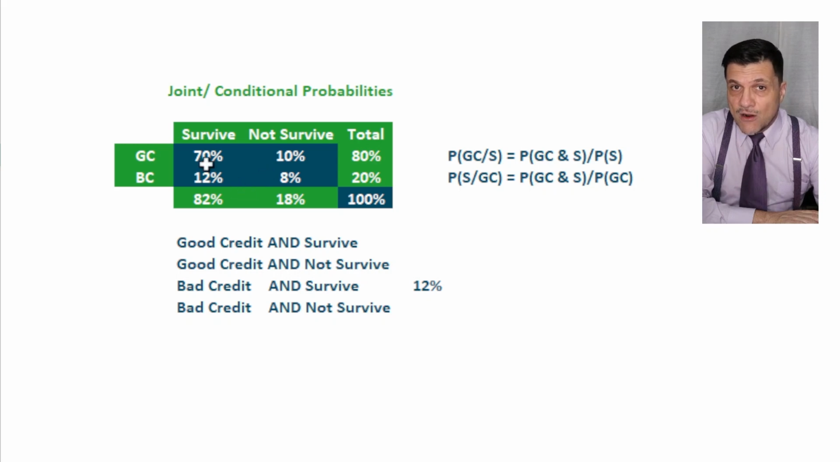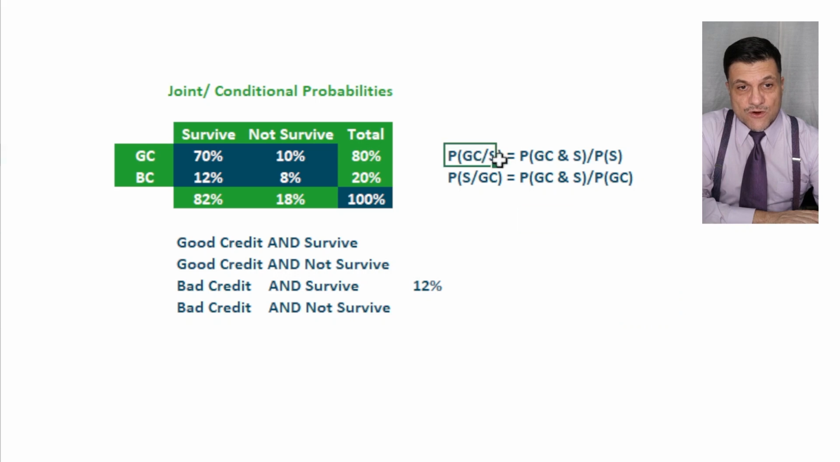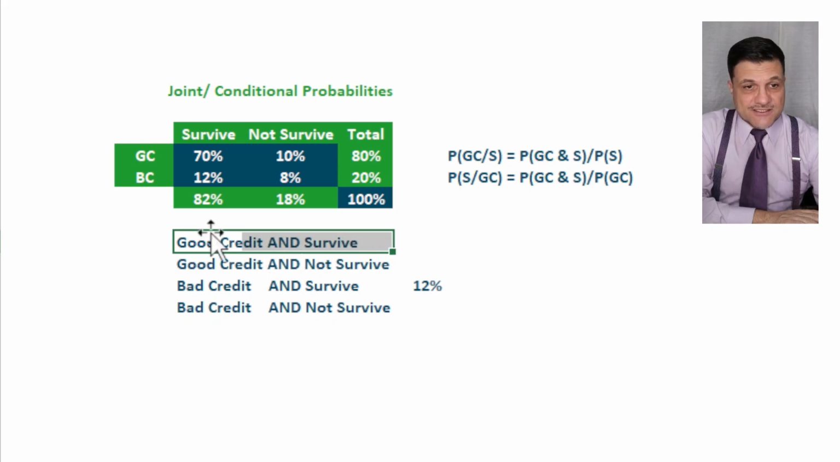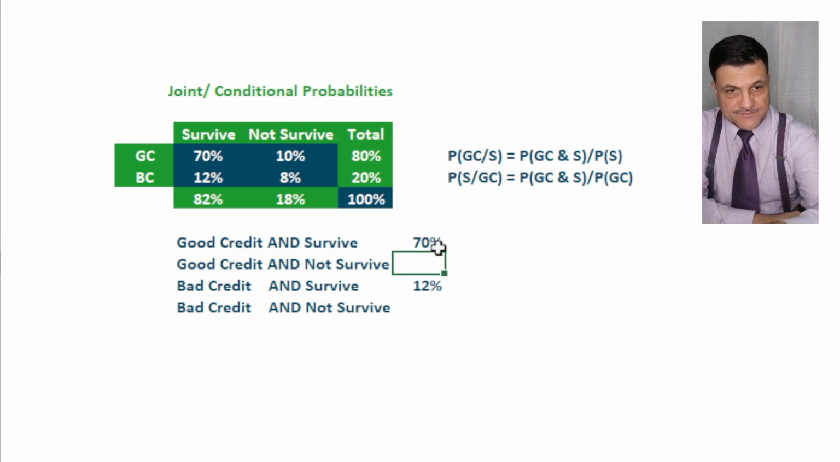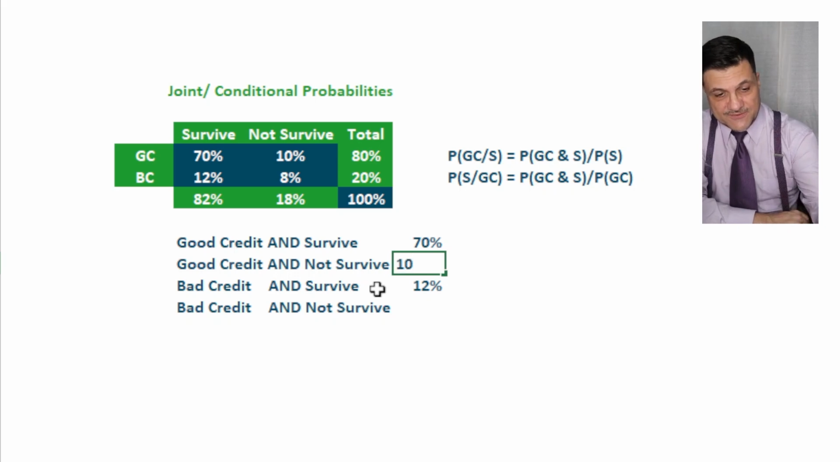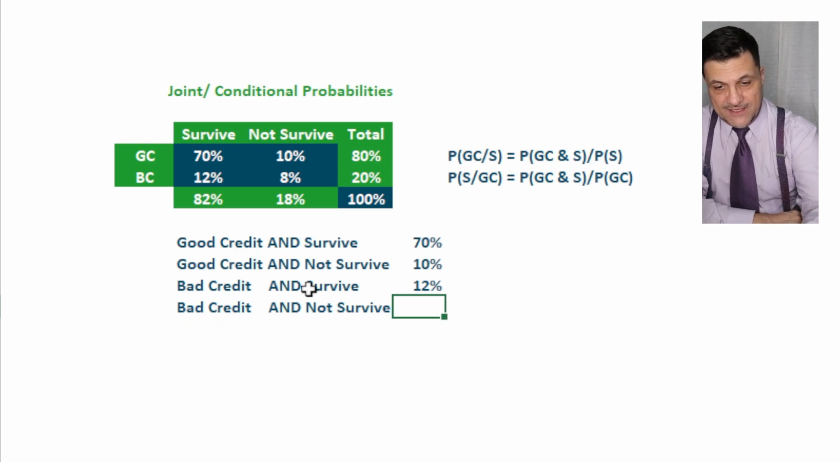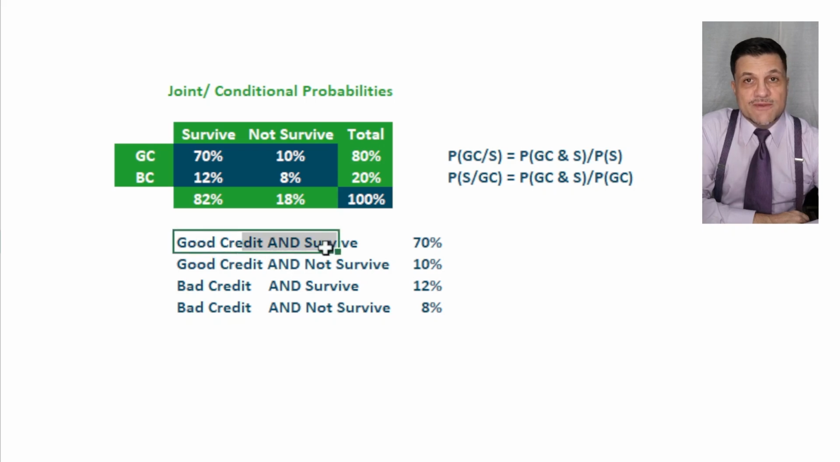Great. Now that I completed this little table here, it's making my life much easier to compute the conditional probabilities. Think about that, right? Now, what is the probability of good credit and survive? Just take a look at the table. Good credit and survive, 70%. What about good credit and not survive? We got there, 10%. Okay? Bad credit and not survive, 8%. Perfect. There you go. That's going to be extremely useful for the conditional probabilities, because take a look now.